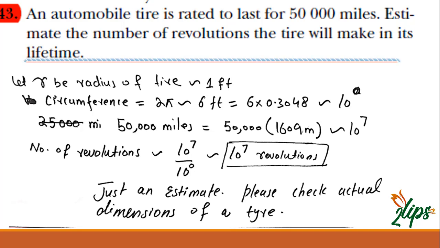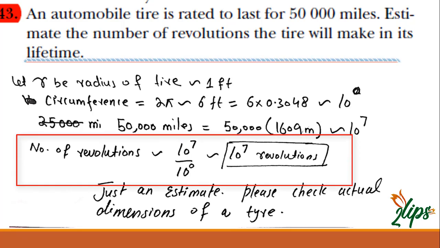So if I divide the total distance by the distance in a single revolution, this will be 10 raised to power 7 divided by 10 raised to power 0. So this is approximately equal to 10 raised to power 7 revolutions. So this is the number of revolutions. Please note that these are just very rough estimates, so you can make a more accurate measurement by knowing the actual dimensions of tire.